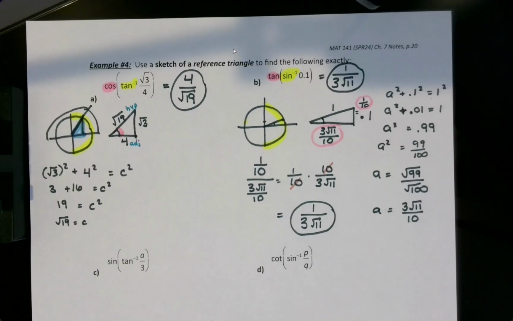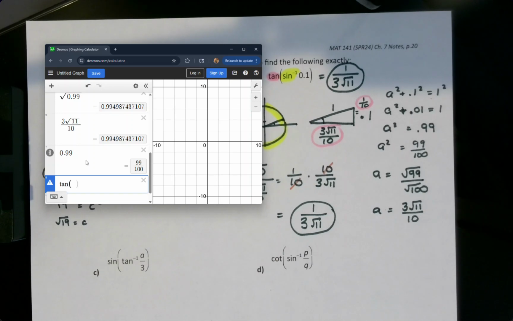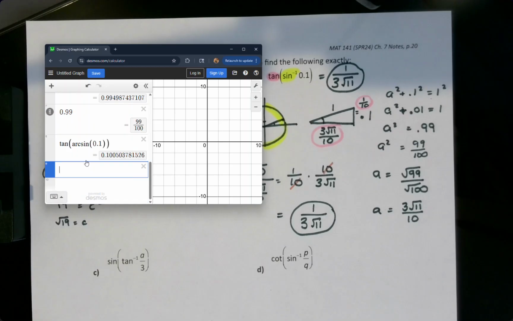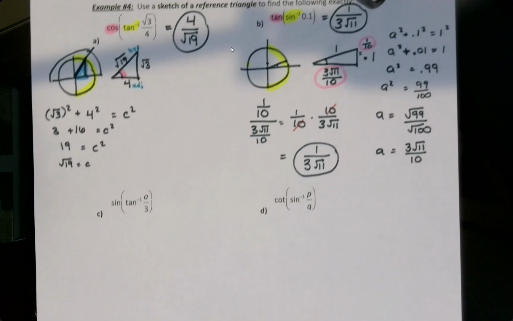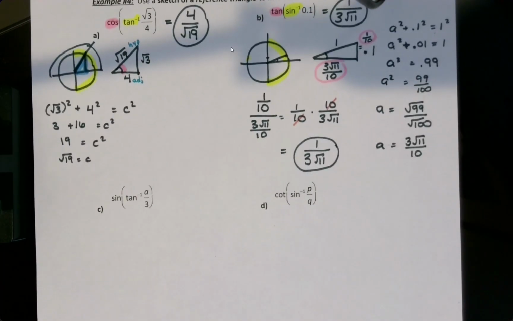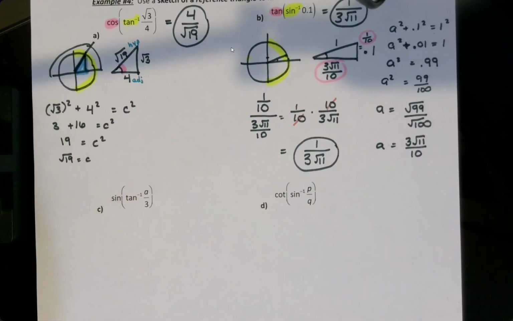Okay, absolutely fun to check these, so let's do that. The tangent of the arcsine of 0.1 matches with 1 over 3 times the square root of 11. And yes, those are decimal equivalents. But now we've been able to find the exact form of that answer. Okay, we're going to continue that in the next two. Although in the next two, notice that we're going to have a variable as one of the sides in the triangle. That's okay.